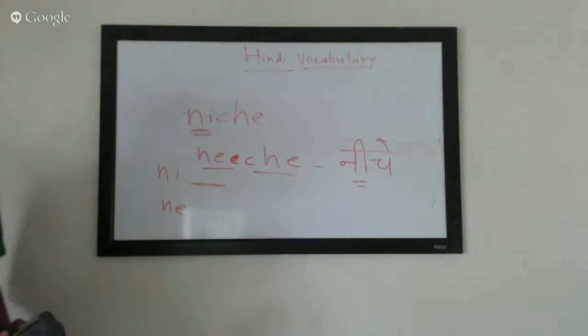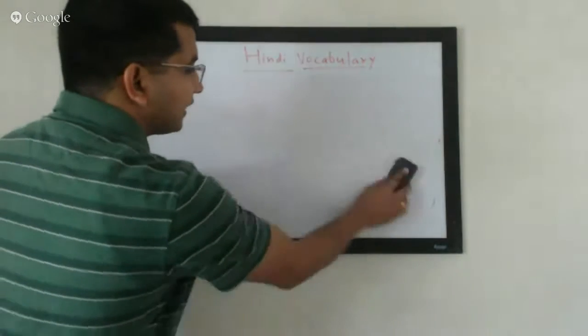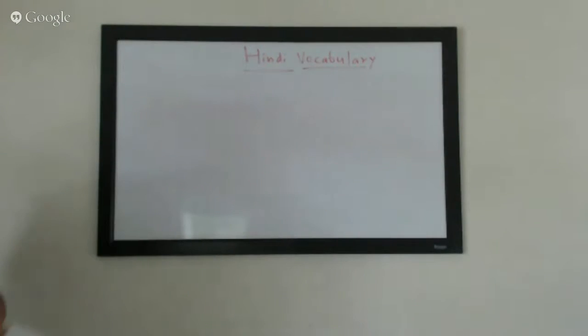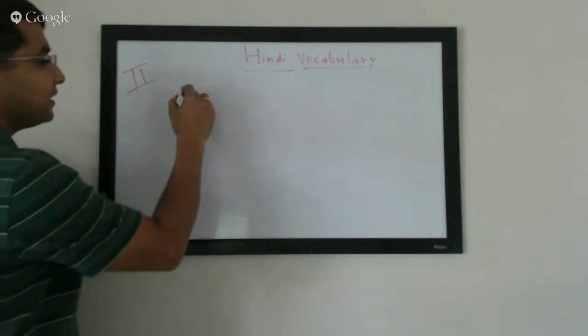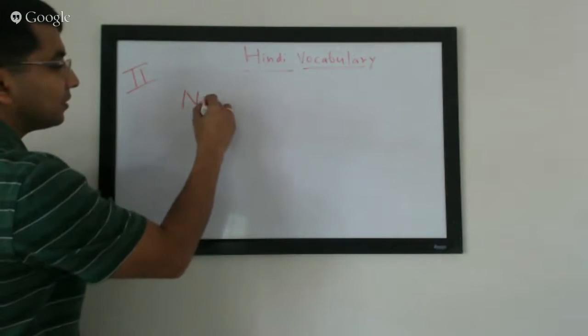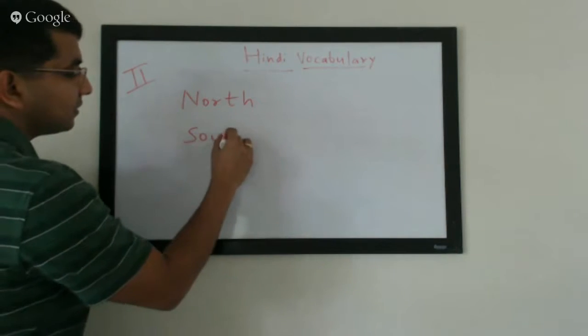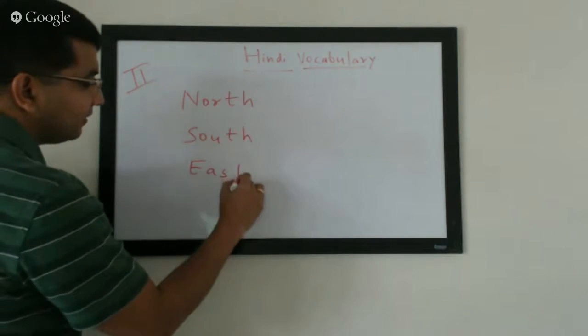So let's get going. Let's go to the next section of directions. Second set of directions. In the second set, I have the very common directions that we have: north, south, east, and west.